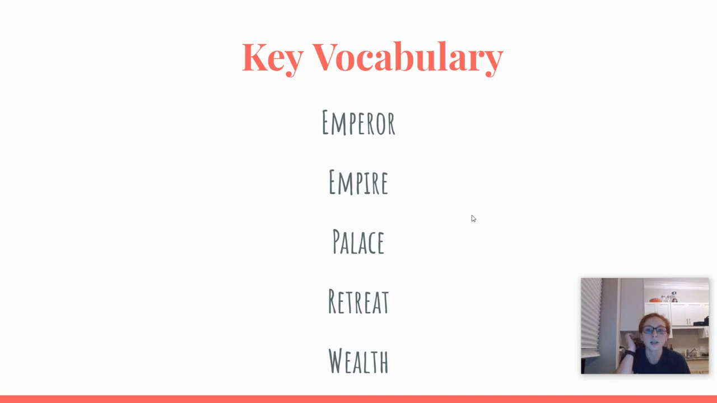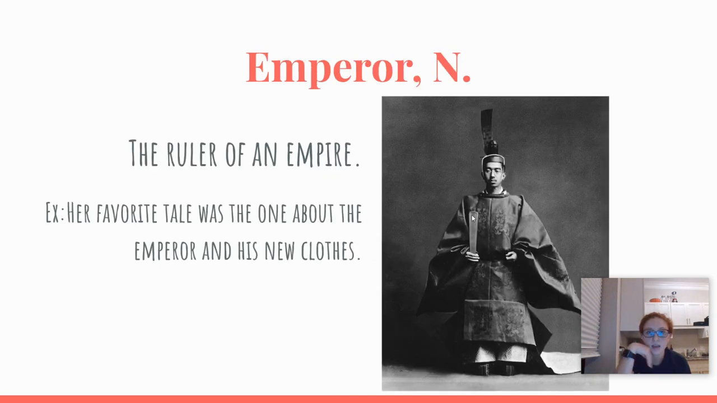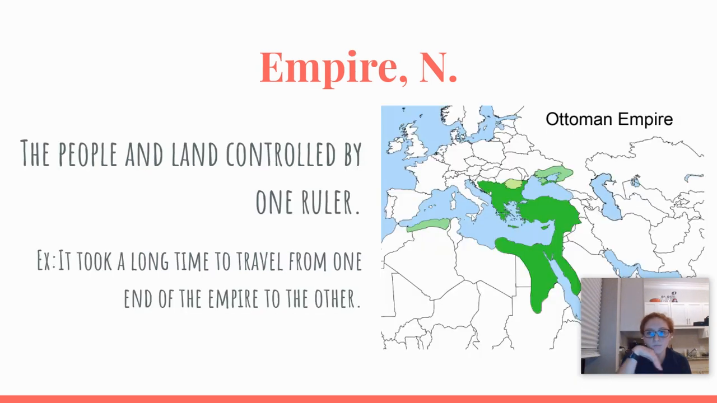Our key vocabulary are emperor, empire, palace, retreat, and wealth. Emperor is a noun, and an emperor is the ruler of an empire. Her favorite tale was the one about the emperor and his new clothes. Empire is also a noun, and an empire is the people and land controlled by one ruler. It took a long time to travel from one end of the empire to the other.